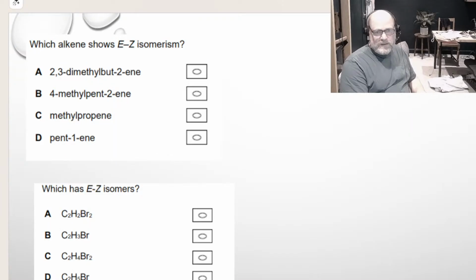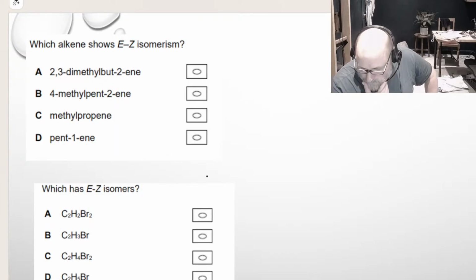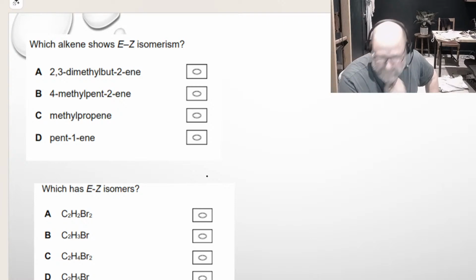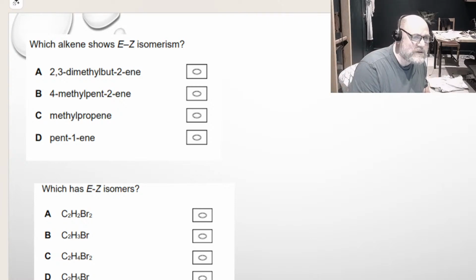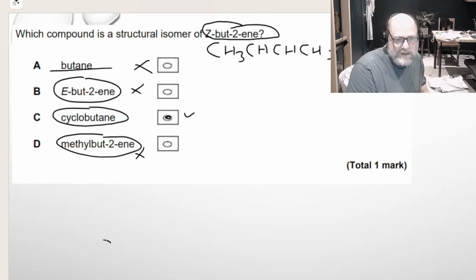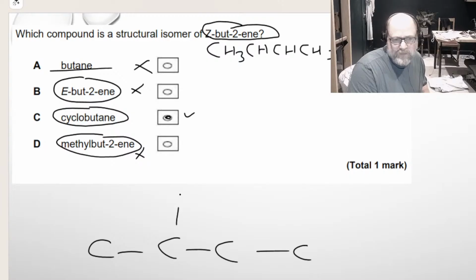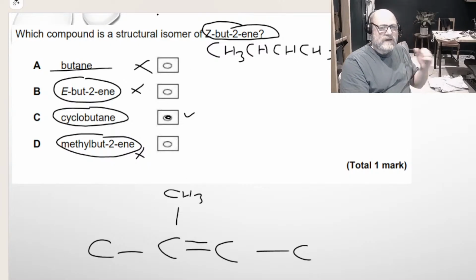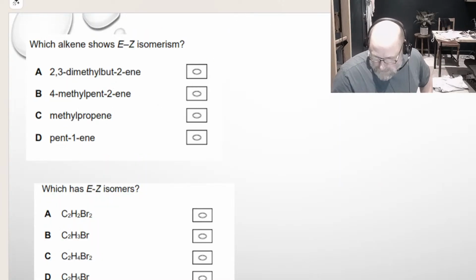Let's do a few more of these. It's C. Let me go back and show you why it's not D. This one is 1, 2, 3, 4, 5. If it's methylbut-2-ene, that's got 5 carbons, whereas these only have 4. So that's why it's not a structural isomer. It does have a different arrangement, but it's also got extra atoms.